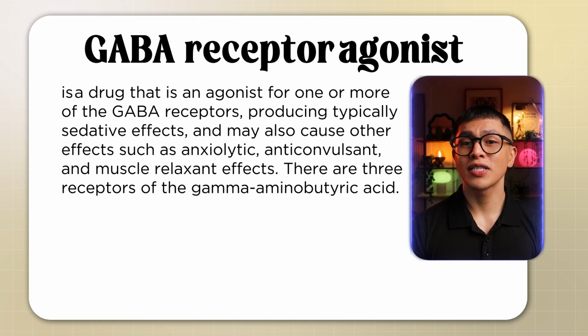Nurses, what are GABA A receptors? A GABA receptor agonist is a drug that is an agonist for one or more of the GABA receptors, producing typically sedative effects and may also cause other effects such as anxiolytic, anticonvulsant, and muscle relaxant effects. There are three receptors of gamma aminobutyric acid.